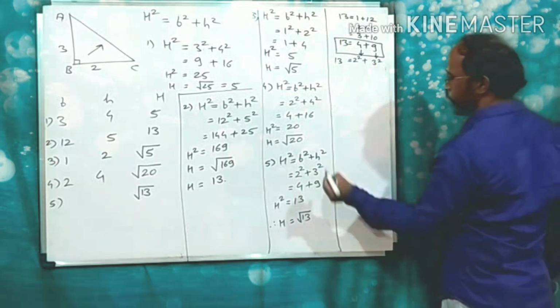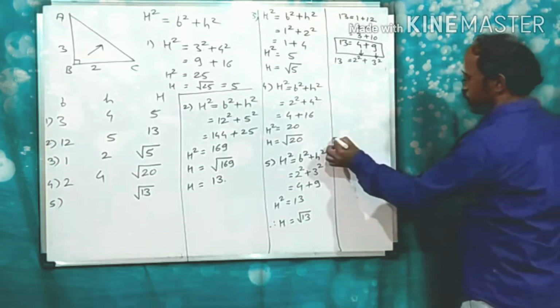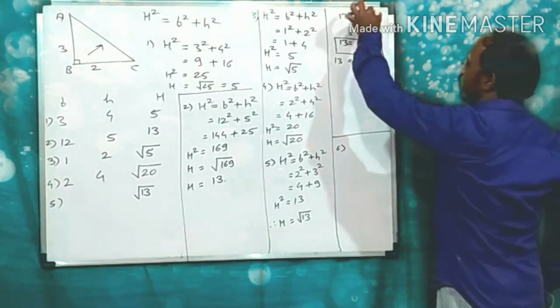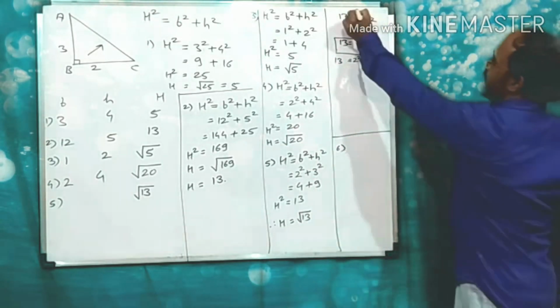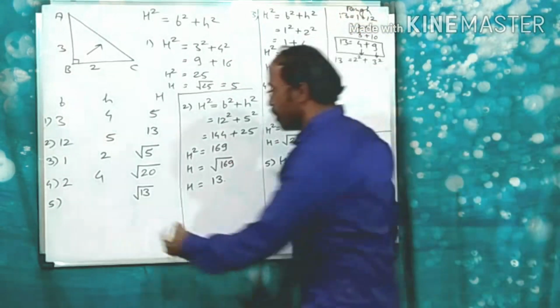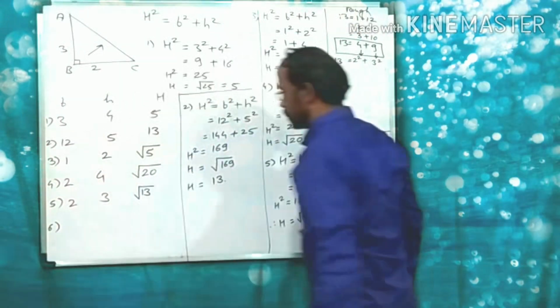Sixth one. This section I am keeping as rough section. I will have a heading as rough. Okay. So 2 and 3. Let us see the final example.